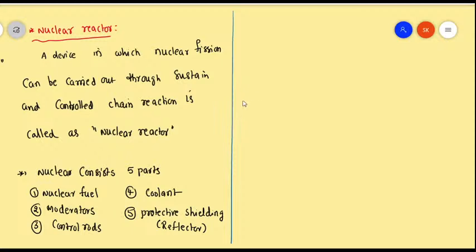A nuclear reactor is actually a device in which nuclear fission takes place as a controlled chain reaction. If it is uncontrolled, what happens? Uranium continuously undergoes fission, and a large amount of energy is released that causes an explosion. We should not explode; we have to convert the nuclear energy into electrical energy. That's why the chain reaction should occur steadily and should be controlled whenever required. That is a nuclear reactor.